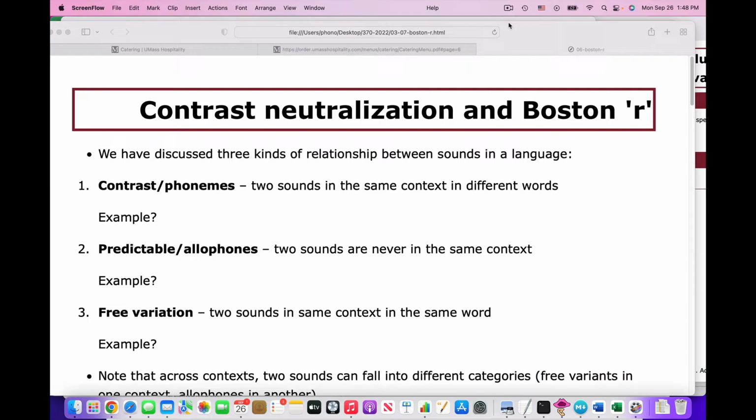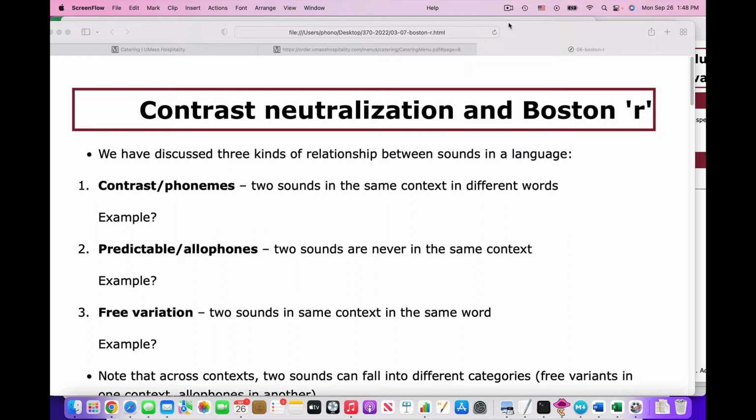Allophones, two sounds that are never in the same context. They're predictable. Can you think of an example? Well, one example is one we just saw, where the dark and the clear L in English don't contrast, but are allophones of one underlying phoneme.